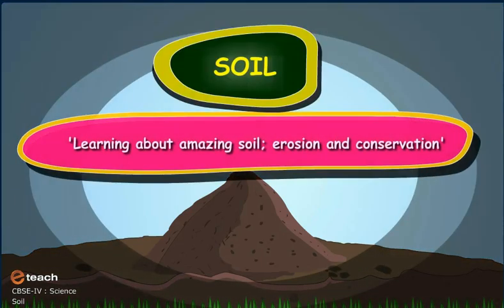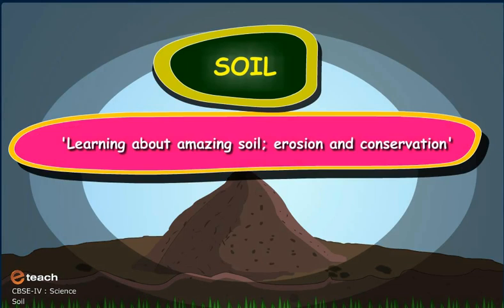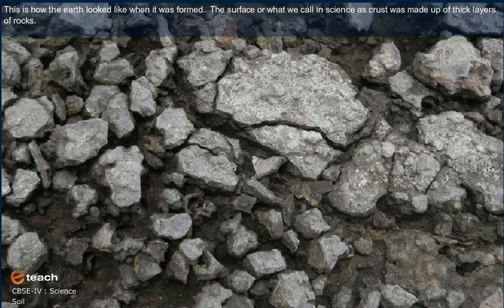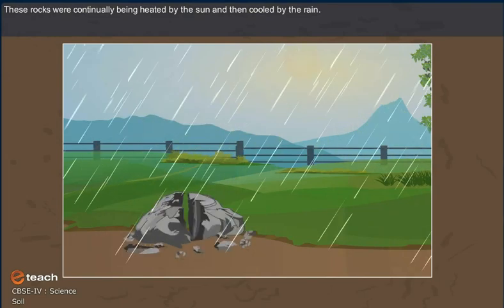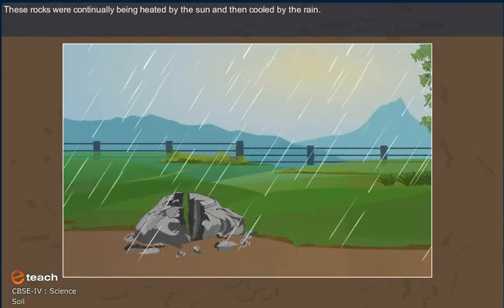Soil. Learning about amazing soil, erosion, and conservation. This is how the earth looked when it was formed. The surface, or what we call in science the crust, was made up of thick layers of rocks. These rocks were continually being heated by the sun and then cooled by the rain.